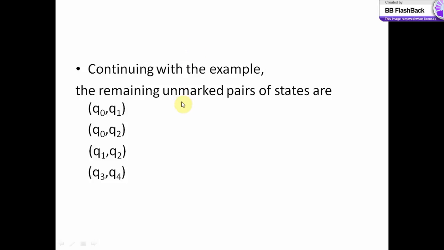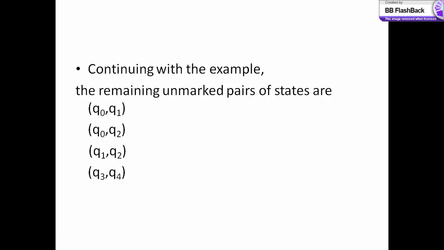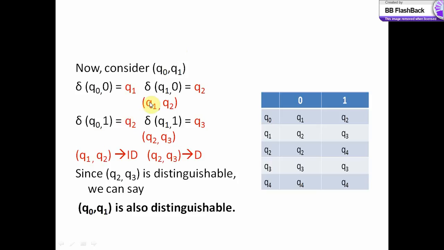Let's continue with our example and see how it works. The remaining unmarked pairs after the second step are these four pairs: Q0, Q1, Q0, Q2, Q1, Q2 and Q3, Q4. Now consider the first pair Q0, Q1. So the input alphabet that is available is 0 and 1. So first take the input alphabet 0 and apply it to both these states. So transition of Q0, 0 is Q1, as we see in the transition table.